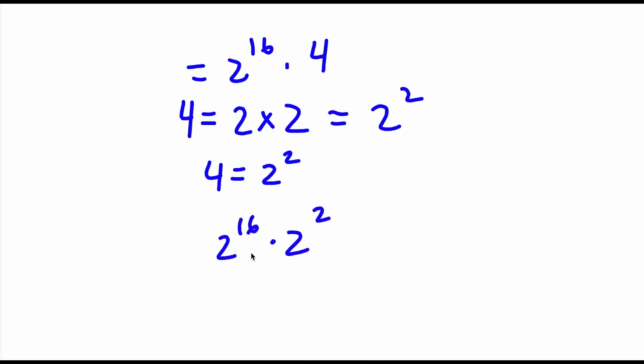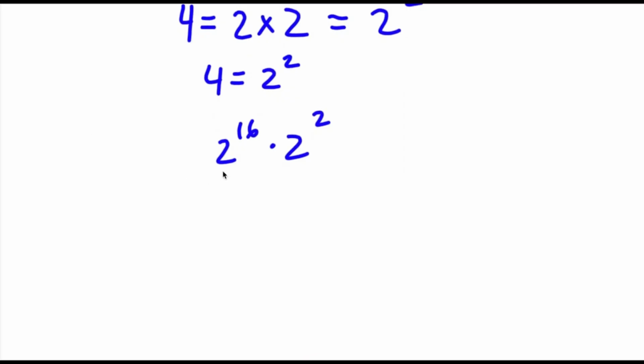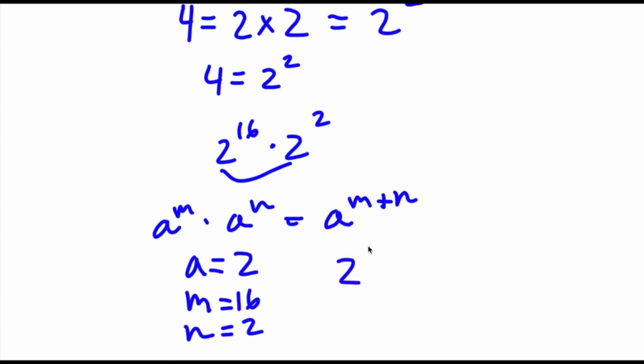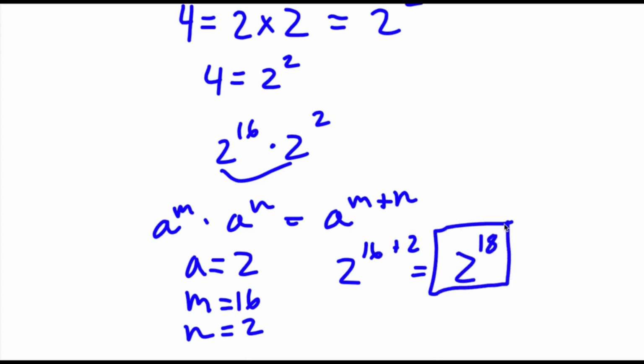Now, when I'm multiplying two exponents with the same bases, let's say I have a to the power of m times a to the power of n, this is equal to a to the power of m plus n. So in this case, a is 2, m is 16, and n is 2. So I'll have a to the power of m plus n, which is 2 to the power of 16 plus 2, which is 2 to the power of 18. So 2 to the power of 18 is our answer.